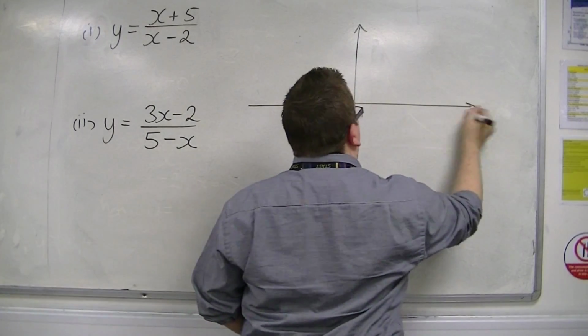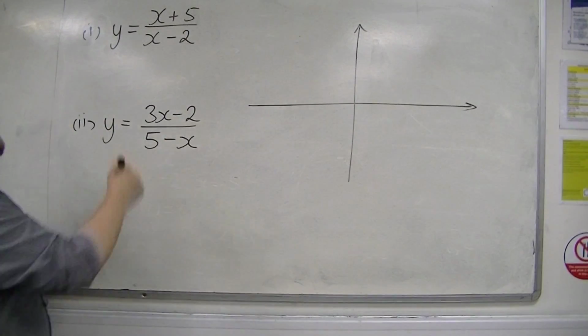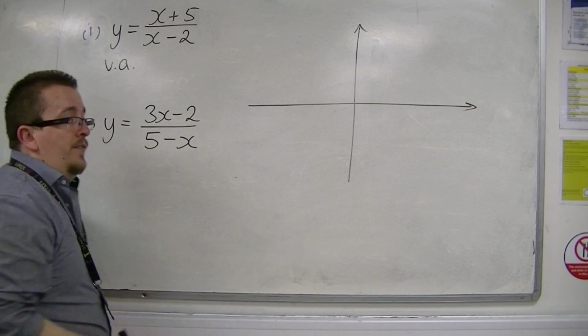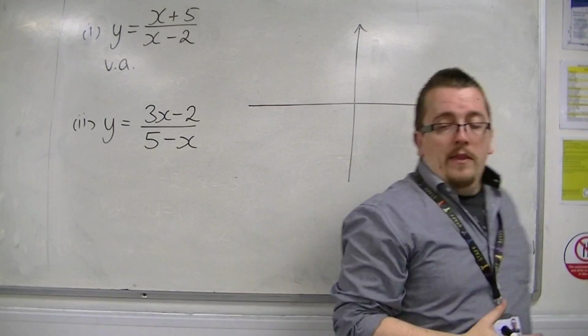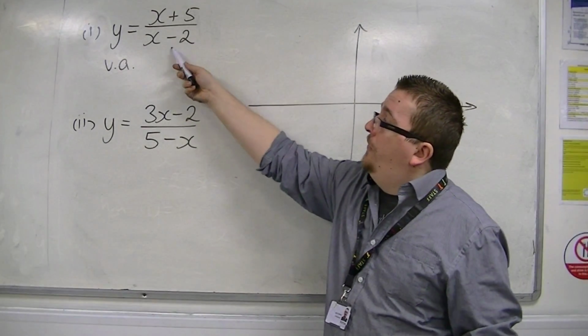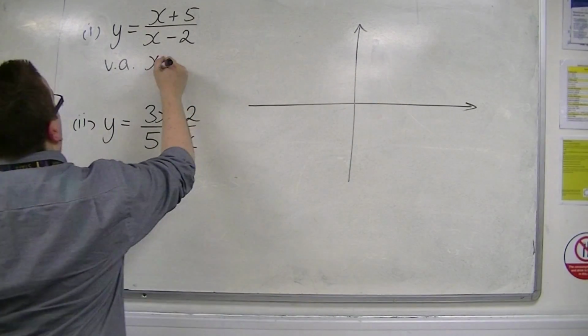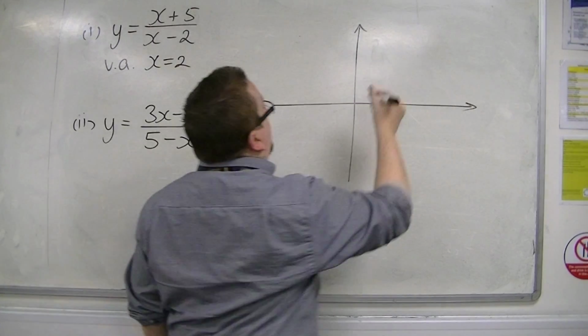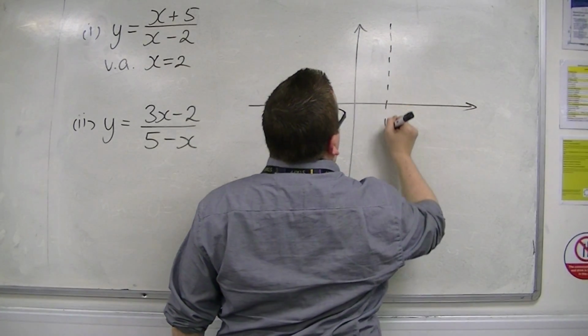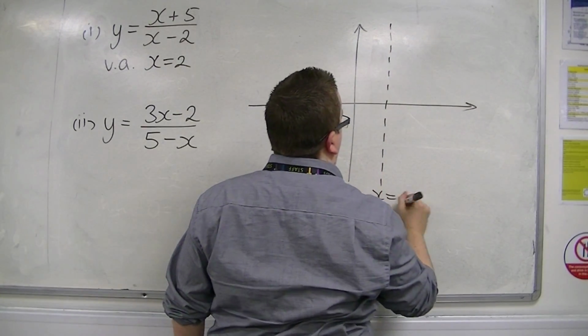And the first thing that we do is we look for vertical asymptotes first. Where can the denominator be 0? And that will be when x is equal to 2. That's the only value that will make the denominator 0. And so we know that things go wrong when x is equal to 2. So we put that in with a dotted line.